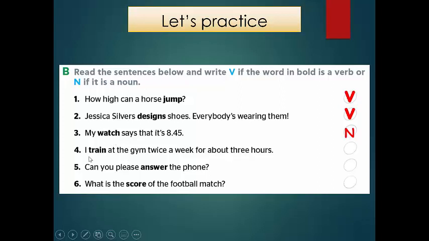Number four, I train at the gym twice a week for about 3 hours. Train is a verb, of course. Can you please answer the phone? Is it a verb or noun? It is a verb. Number six, what is the score of the football match? Score here is a noun. Why? Because here we have the before it, and the comes only before nouns.